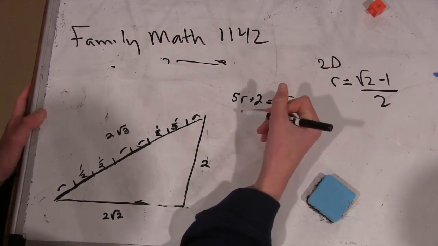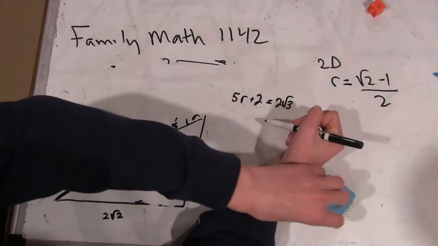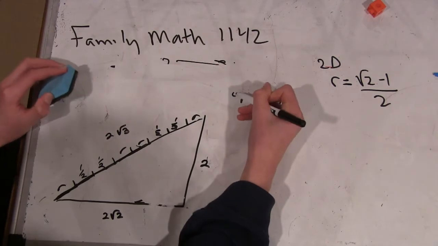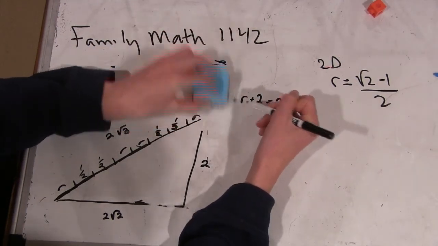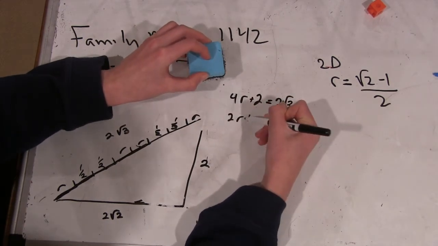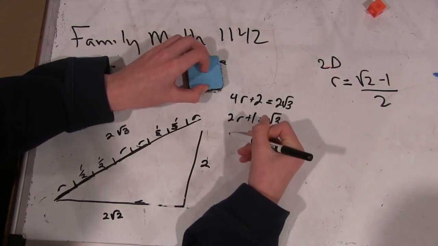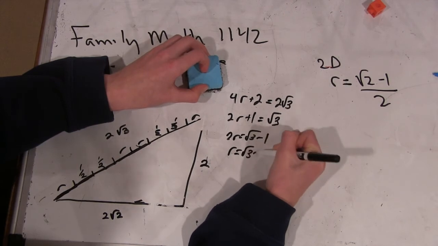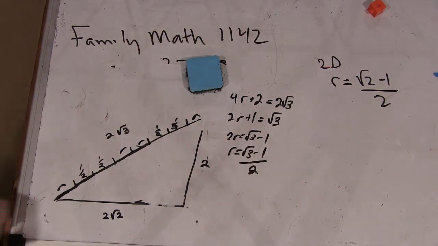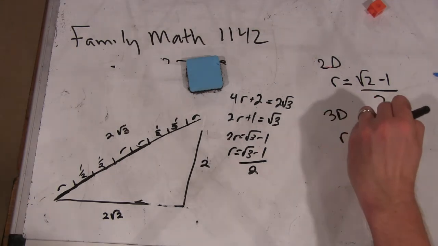Why did you get 5r? No, 4r. Okay. Instead. So if we divide by 2 first, we get 2r, I'll write it down here. 2r plus 1 equals root 3. 2r equals root 3 minus 1, and r equals root 3 minus 1 over 2. Okay. Alright, so for 3D, the radius was root 3 minus 1 over 2.